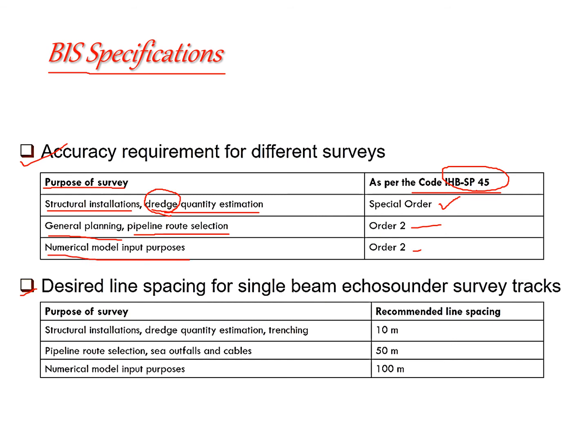Now next, the desired line spacing for single beam echo sounder. If you are using the single beam echo sounder, again for structural installation and dredge count, the recommended line spacing is 10 meters. For pipeline route selection and sea outfalls and cables, 50 meters, and for this it is 100 meters.